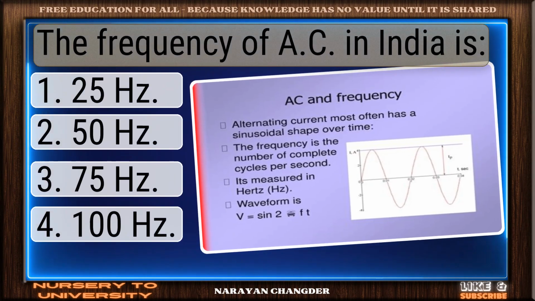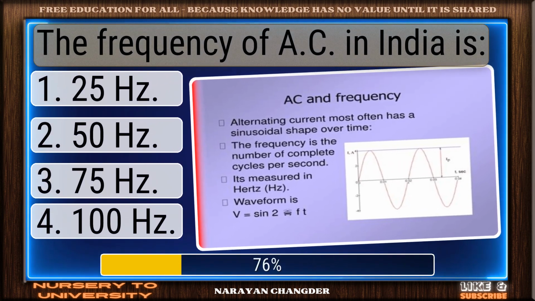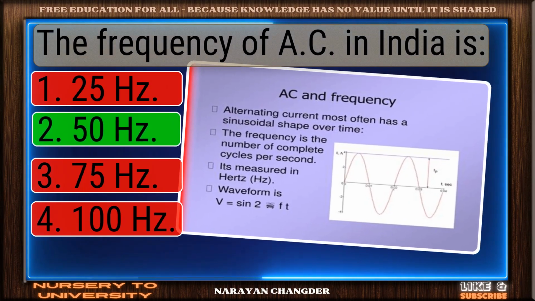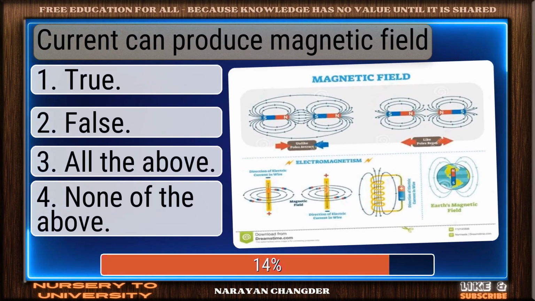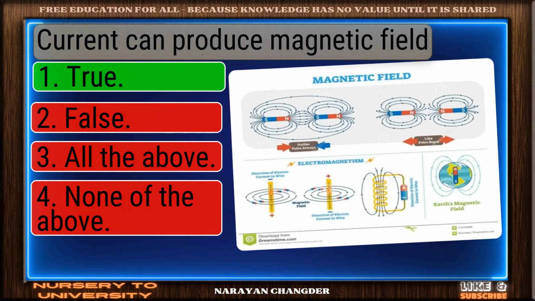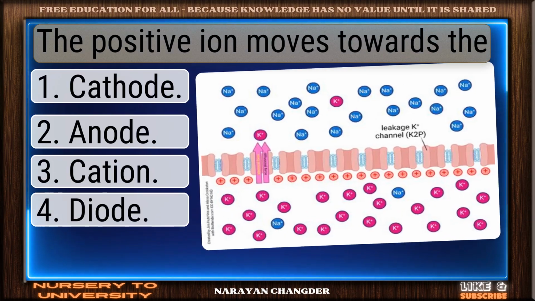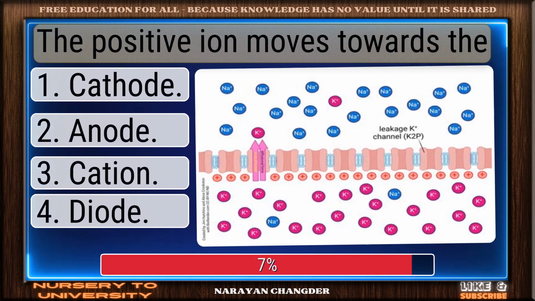Question number 202. The frequency of AC in India is? Excellent. 50 Hz is a brilliant choice. Question number 203. Current can produce magnetic field. Nice work. You chose true, and it is correct. Question number 204. The positive ion moves towards the?